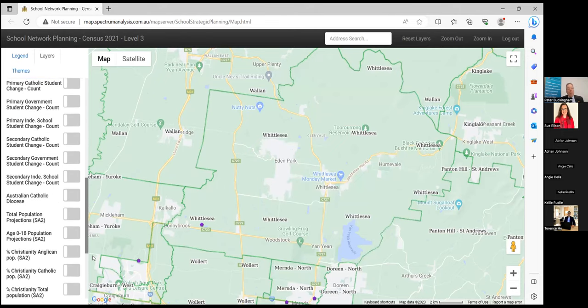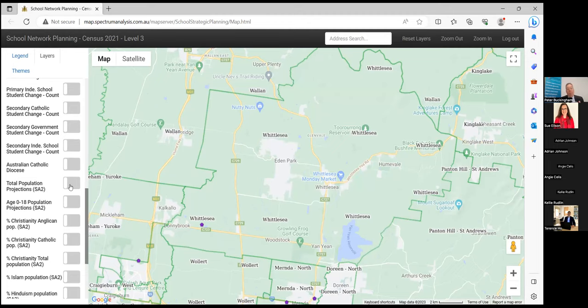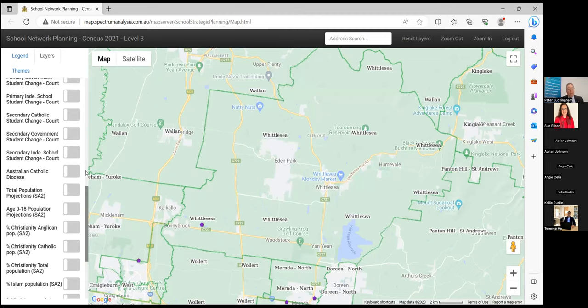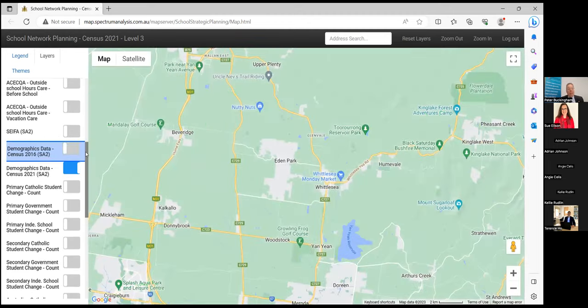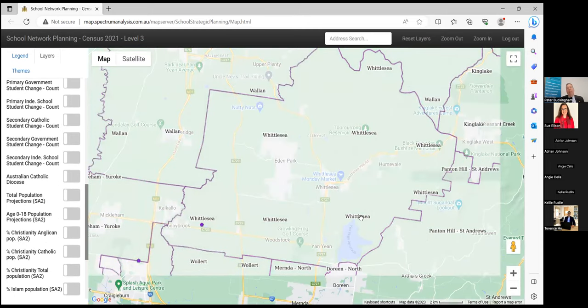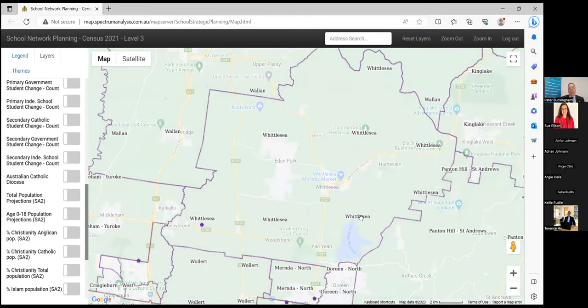Now, the most important thing, I believe, is looking forward: population forecast. Now, if we talk through a census cycle, I need to go back to 2016 to start this run. So 2016, we had a census. 2017, that census data came out. 2018, they put out the SEIFA data.